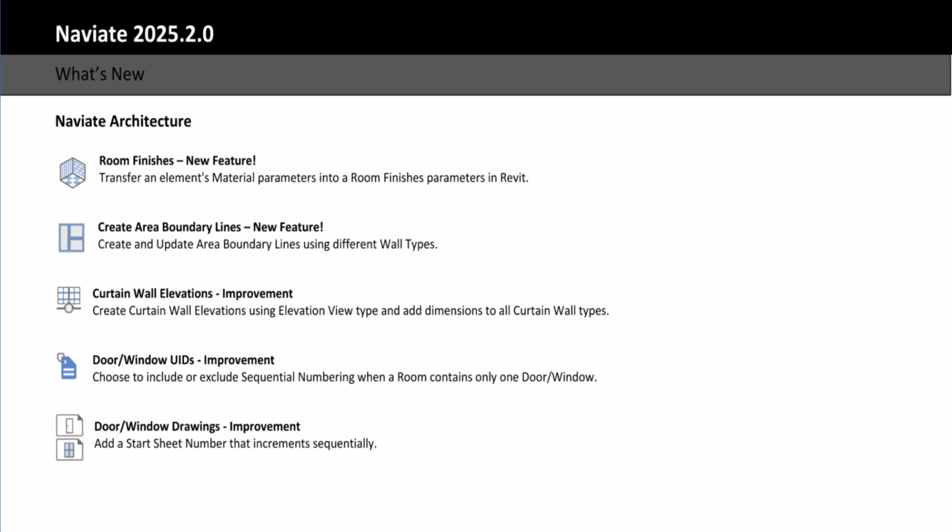We have two new features in this release, the Room Finishes feature and Create Area Boundary Lines feature. We also have three major improvements to our curtain wall elevations, door and window UIDs, and door window drawings. Now let's get into it and I'll show you all of these new features and improvements in action.